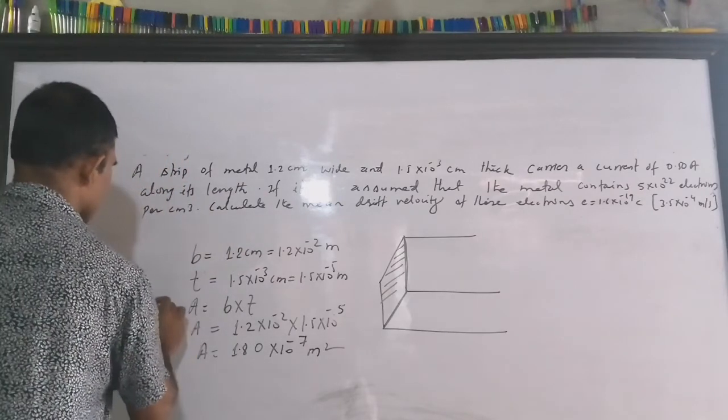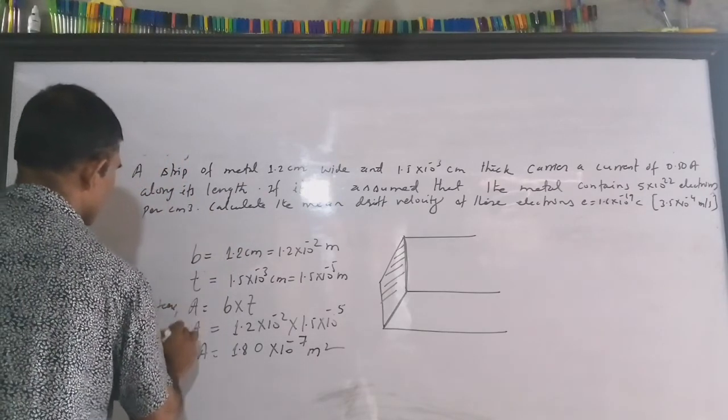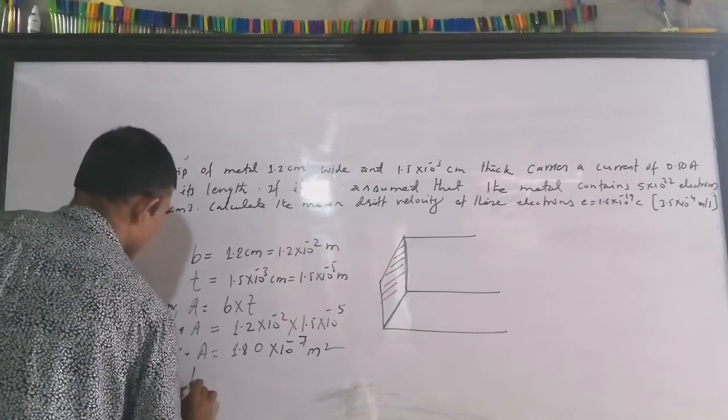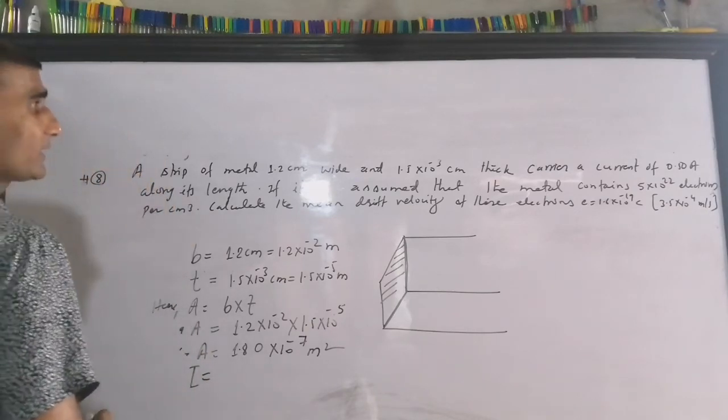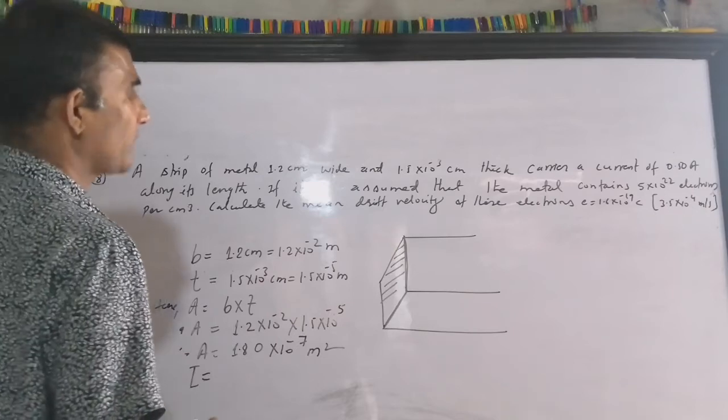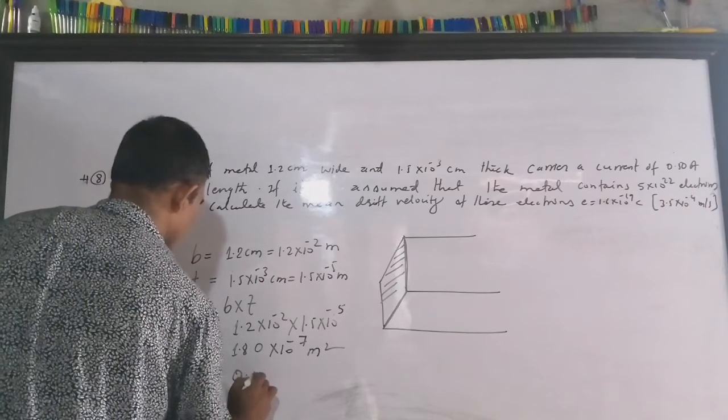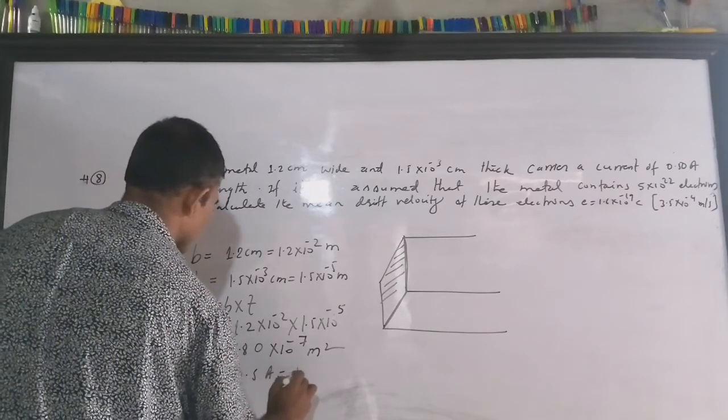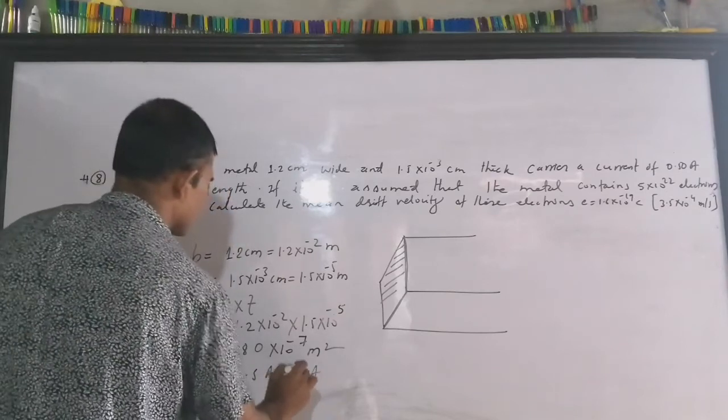And then, current is given. Current passing through the wire is 0.5 ampere. So 0.5 ampere means 1 by 2 ampere, which makes it easier to calculate.